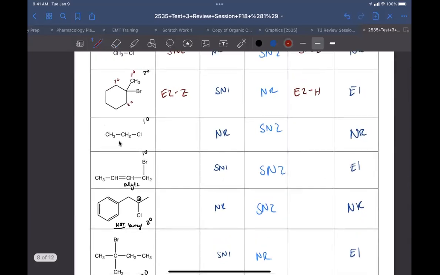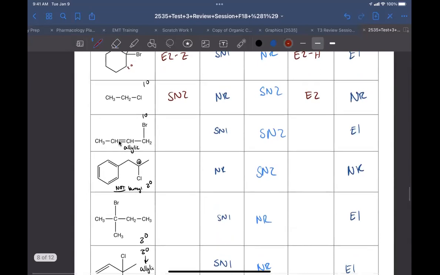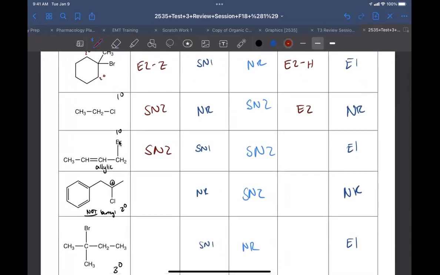Primary, all right, SN2, E2. Neither Hoffman nor Zaitsev, because there's only one part where that double bond can form. All right, allylic is primary, SN2. Normally. This one, I think SN2. If you're looking at the key, it says SN1. I'm pretty sure that's wrong. It's SN2 because it cannot create a double bond right there because that's already an sp3 carbon.